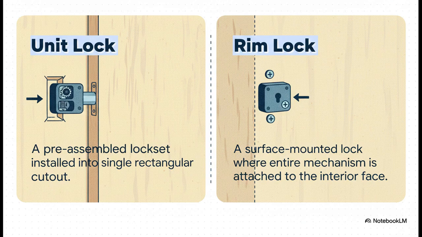The rim lock, on the other hand, is even simpler. The entire lockbox is just mounted right on the surface of the door. Nothing is hidden inside. So, for the exam, remember, unit is pre-assembled and rim is surface-mounted.